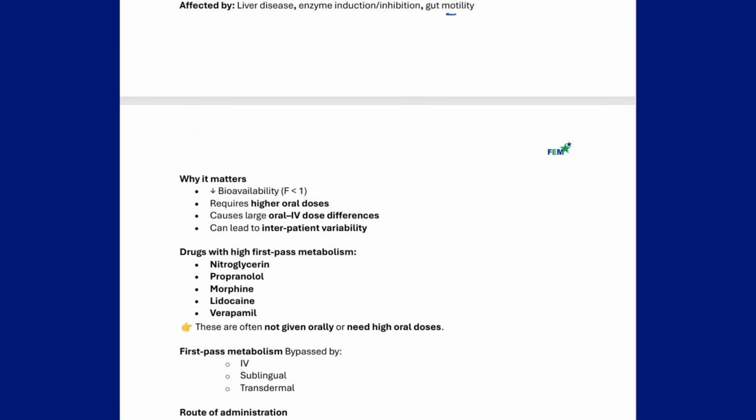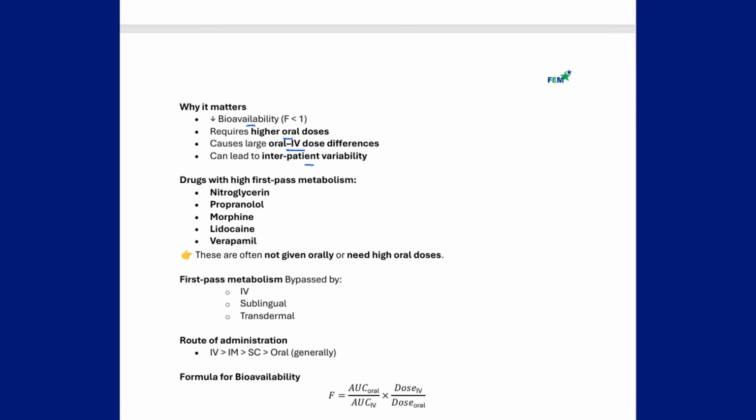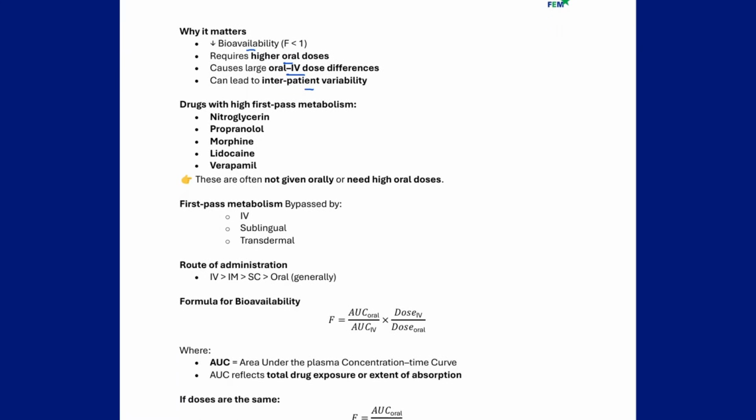So why does this matter? Because first pass metabolism is going to decrease bioavailability. It requires higher oral doses, because if the first pass metabolism is high, you might have to give a lot of that oral medication to get the desired concentration in the circulation. And this causes large oral to IV dose differences. Lastly, it can lead to inter-patient variability, because the oral dose required for one patient might be different from that required for another patient, depending on what their first pass metabolism looks like.